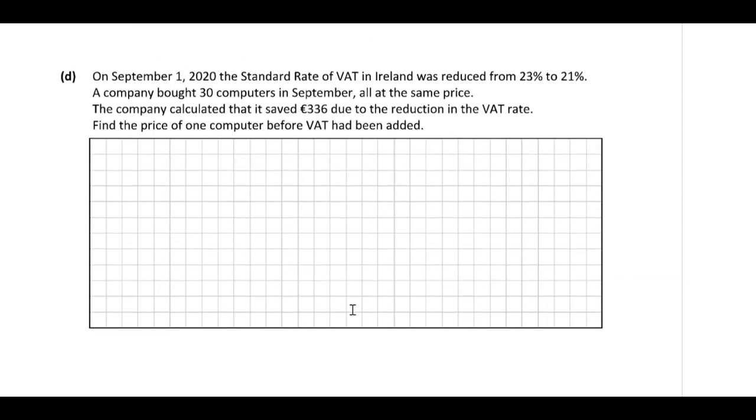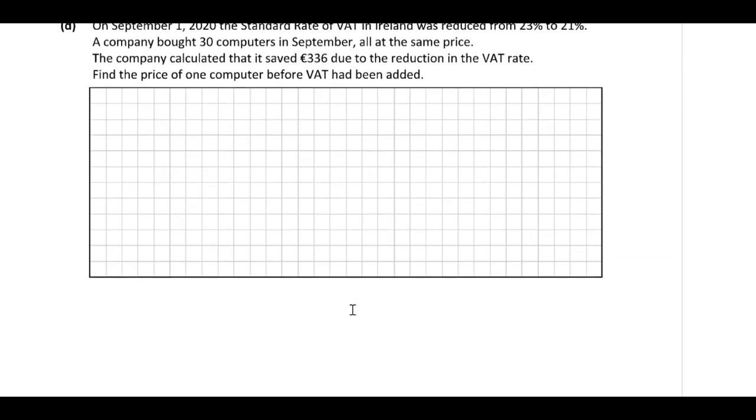Okay, so that was part C. Let's have a look at part D. On September the 1st, 2020, the standard rate of VAT in Ireland was reduced from 23% to 21%. A company bought 30 computers in September, all at the same price. The company calculated that it saved €336 due to the reduction in the VAT rate. Find the price of one computer before VAT had been added.